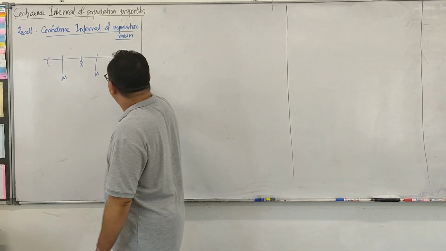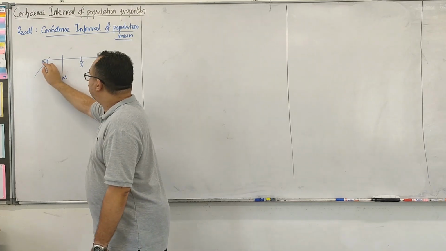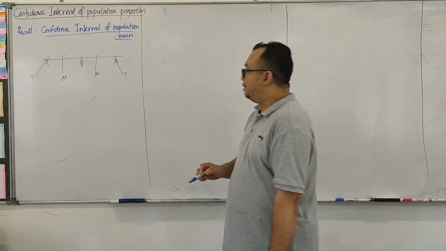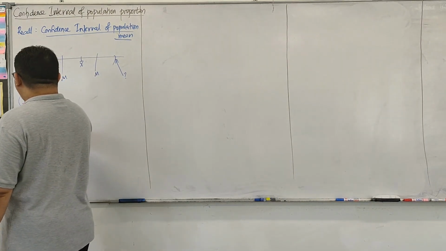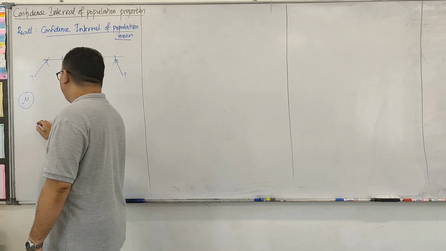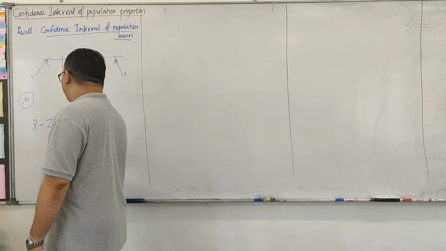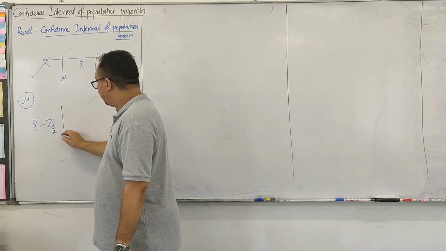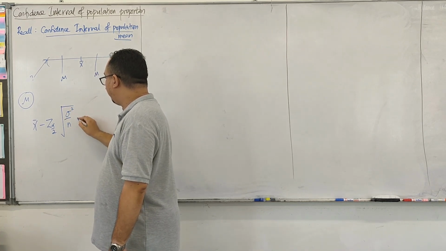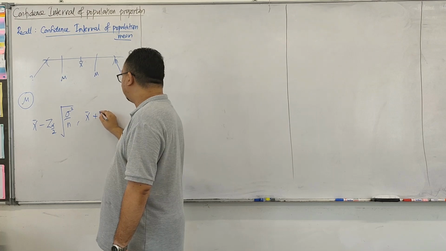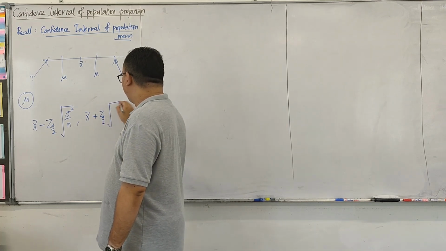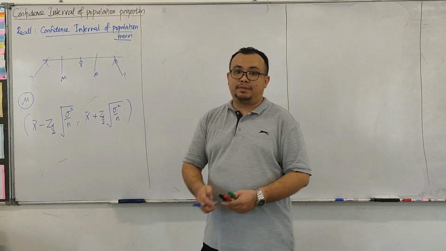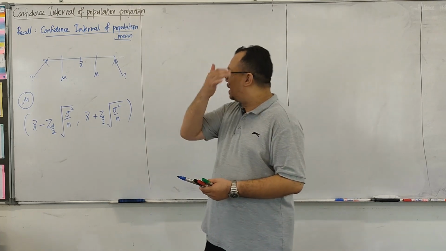So kita nak cari interval kita. What is the value here, and then what is the value here? Okay, so that is your confidence interval of population mean. And for mu, our formula is, okay, x bar minus z alpha over 2 square root sigma square over n, x bar plus z alpha over 2 square root sigma square over n. So ini adalah confidence interval of population mean yang kita dah belajar sebelum ni.